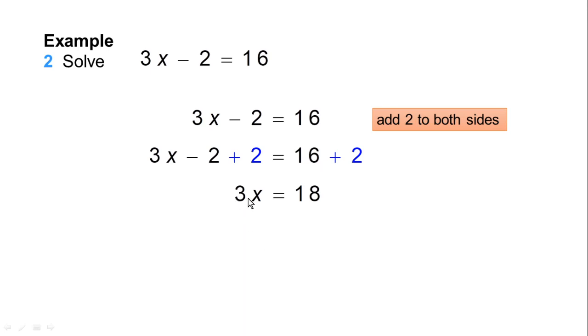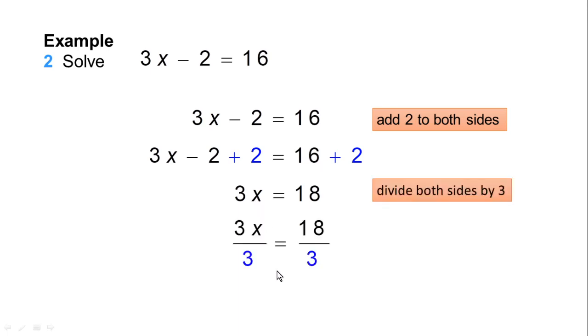Now again, I have 3 times x. The opposite of multiplication is division. So I'll divide both sides by 3 just to make x the subject of the formula. Divide both sides by 3. So I have now x is equal to 6. Our answer, x is equal to 6.